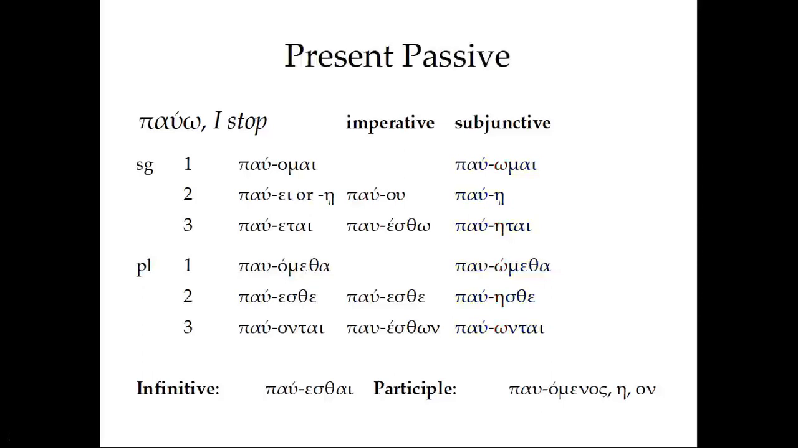Anyway, I go through this process of showing you the changes so that you will begin to see patterns in the changes, which will help you to recognize the forms without having to look every single last one up. So, apart from the optative, these are the forms, the full paradigm of the present passive. You see the infinitive there and the participle there as well.